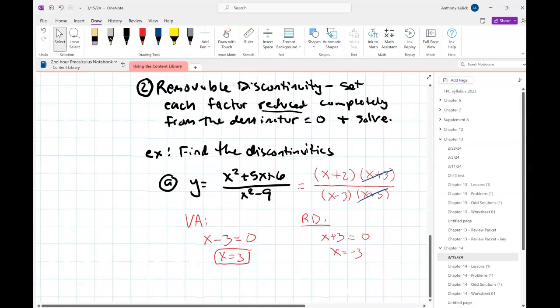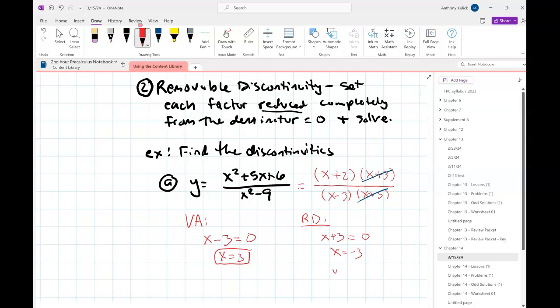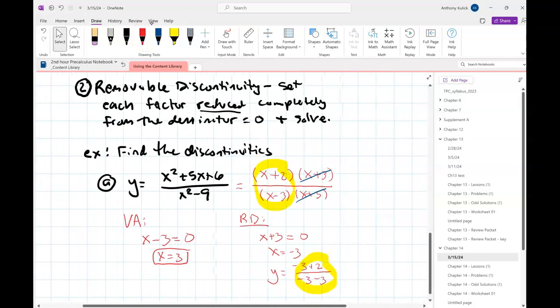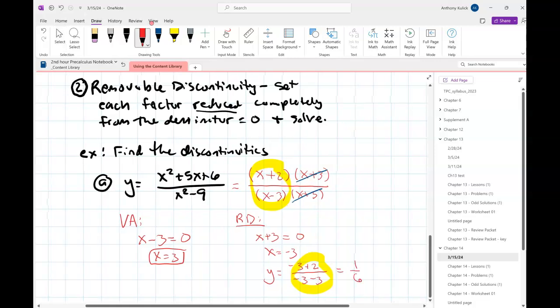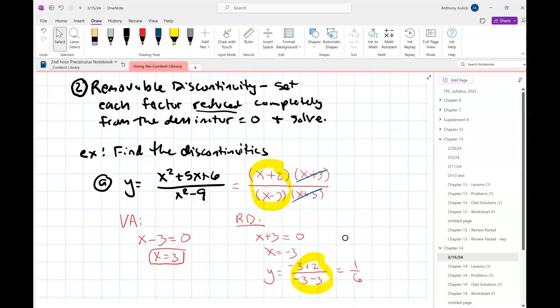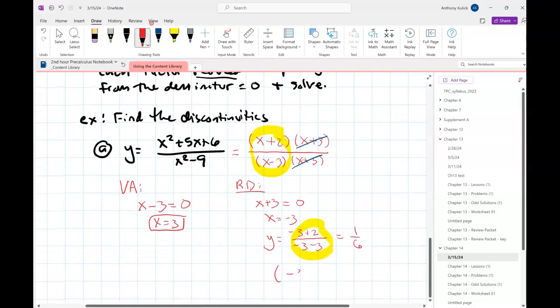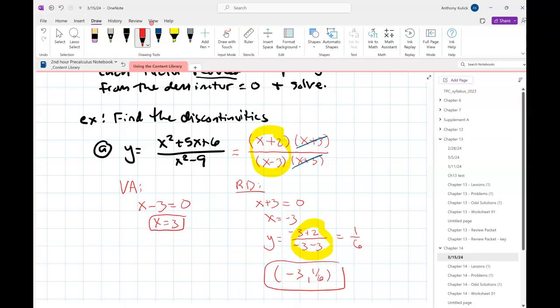So that's my x. A removable discontinuity, though, is a point. Like it's an open circle on the graph. So I also need a y-coordinate for it. To get the y-coordinate, I'm going to plug that x that I just found back into my reduced function. So I'm plugging it back into there, which gives me negative 1 over negative 6, or just 1/6. That's my removable.